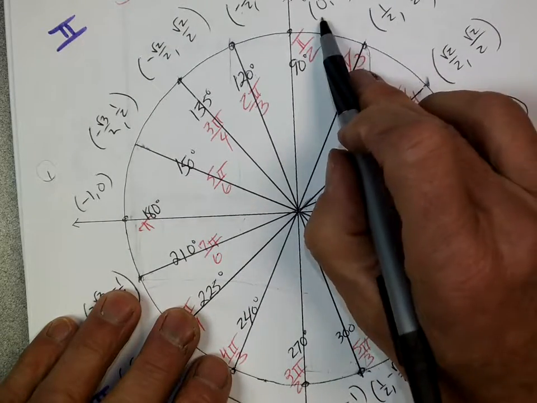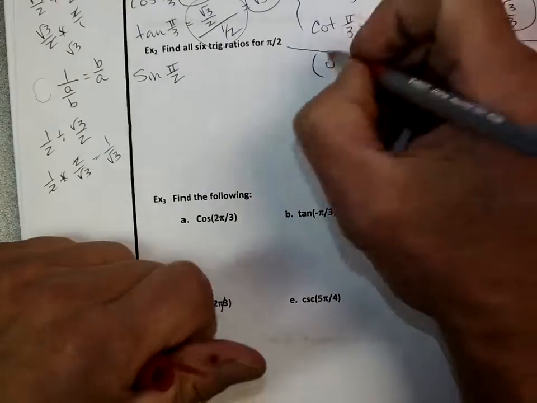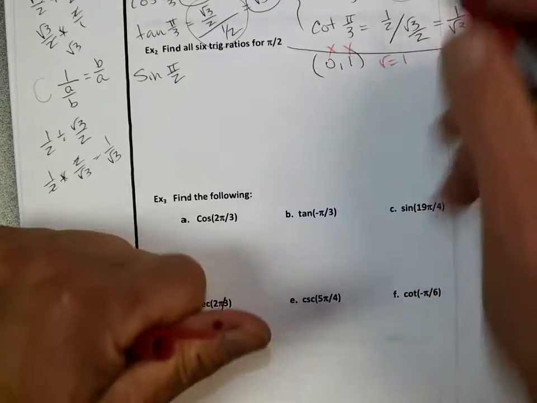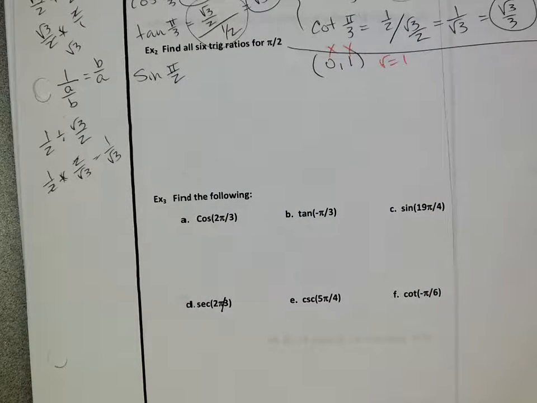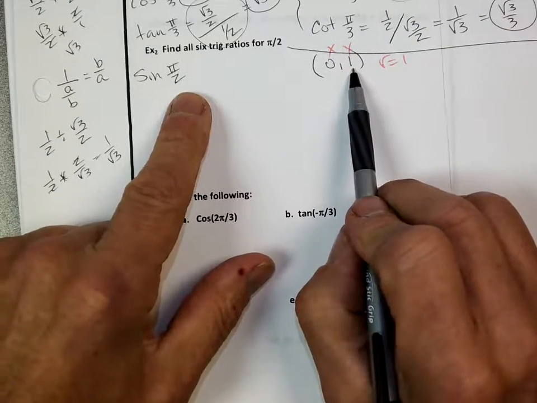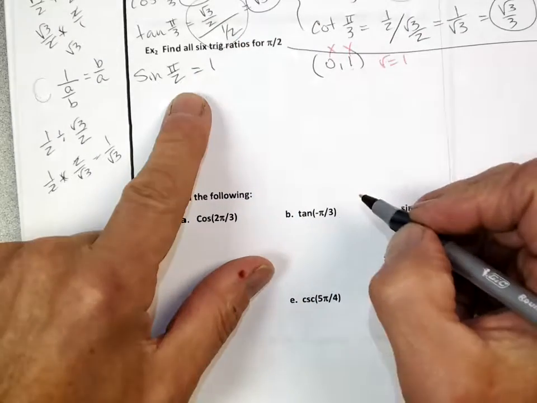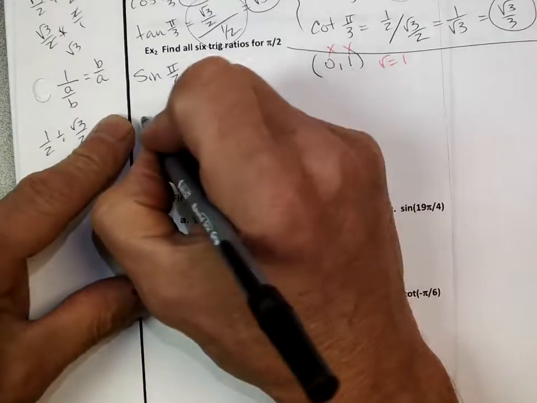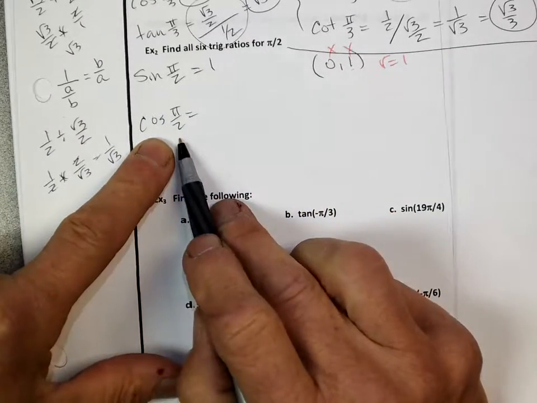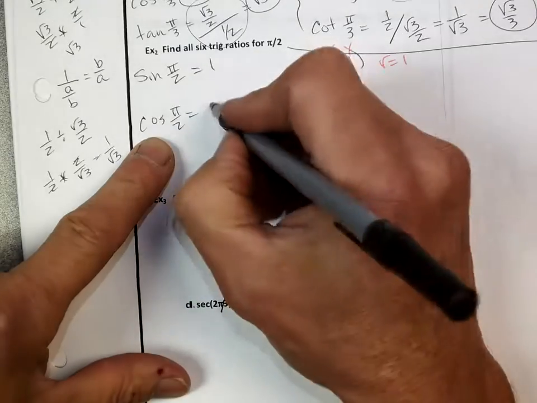That's my x value, that's my y value, right? So my x value is 0, my y value is 1, and my radius, of course, is 1, because it's the unit circle. Right? So sine is the y value, right? So the y value is 1. Let's do cosine of pi halves. Cosine is the x value of the point, so the answer is 0.